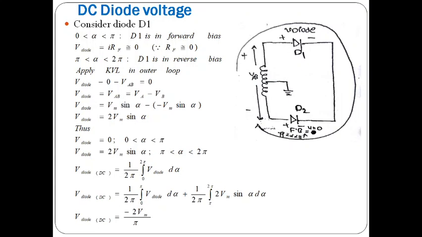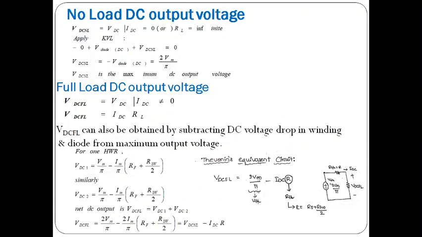From these two values we can calculate the average value, the V diode DC value. It is nothing but 1 by 2π integral of V diode d alpha. By substituting these values we will get minus 2Vm by π. In a half wave rectifier the DC voltage drop across the diode was minus Vm by π. Here it is minus 2Vm by π. Clear? This is the DC voltage drop across the diode in the full wave rectifier.